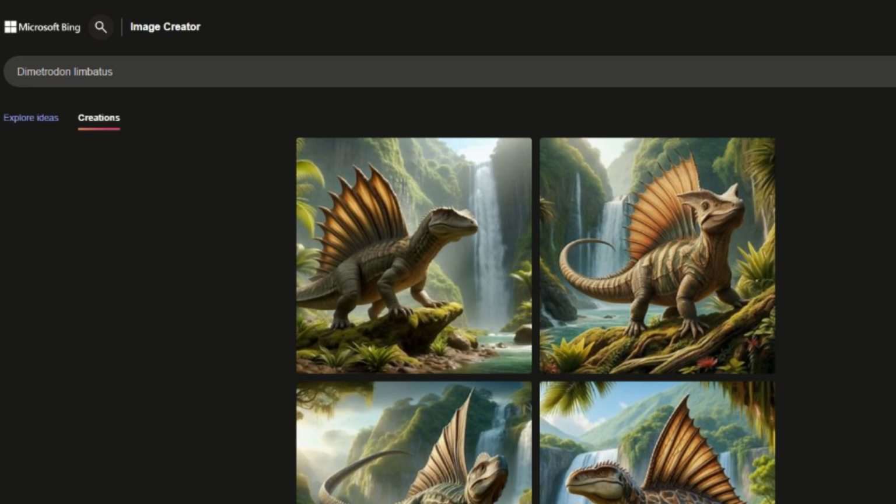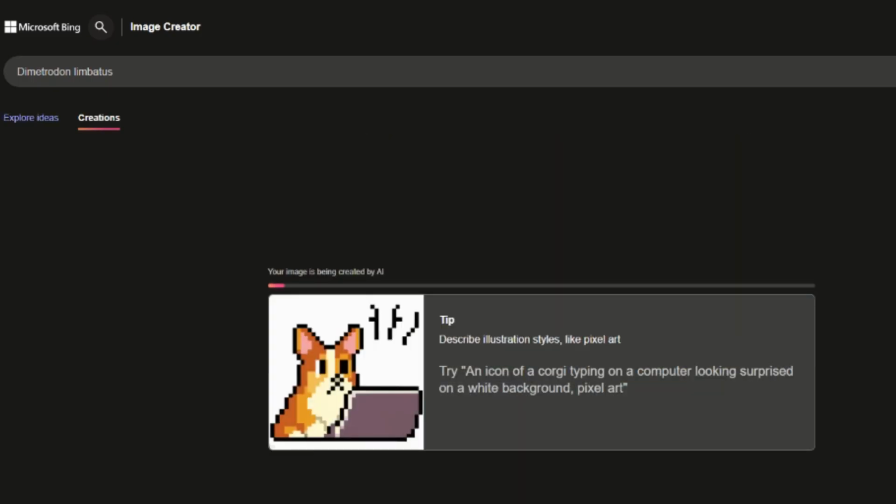I'm gonna give it one last shot, though. And I'm gonna let it try to do Dimetrodon again. Only because if there's any animal in the Paleozoic that it should be able to get mostly right, it would be Dimetrodon. So I'm gonna give it a second chance as a last Hail Mary play to see if I can get the AI to actually do this correctly.